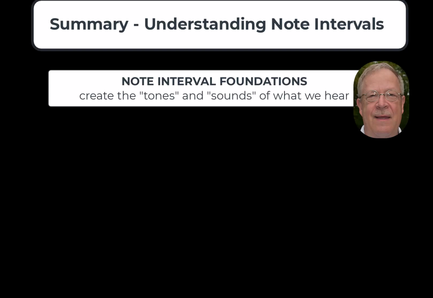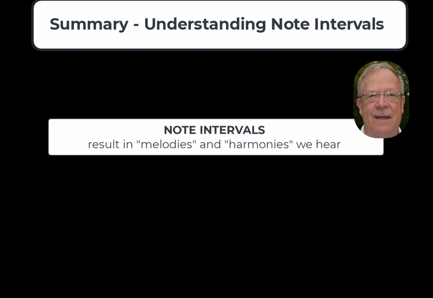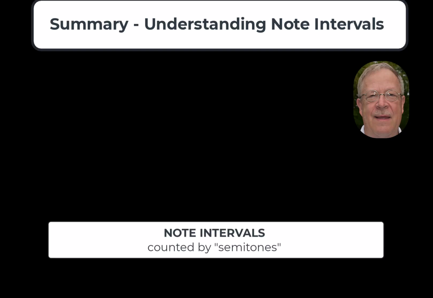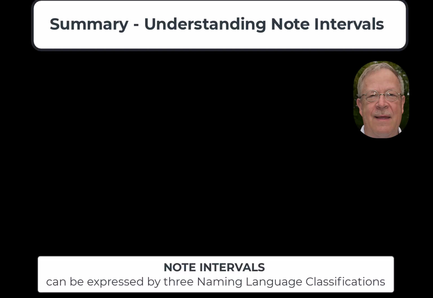In summary, the purpose of this session, Understanding Note Intervals, was to introduce you to the foundation and fundamentals of what allows us to hear what we hear. Whether playing single-note melodies or multiple-note harmonies, the resulting sounds we hear are created by particular note interval combinations between notes. So in music, note intervals mean everything. We also learned a few terms that can be used to describe how note intervals can be counted, most notably semitone counting, which we will continue to use in future sessions, and which I will cover in even greater detail in session 5. And we also saw 3 naming languages for classifying note intervals that you will occasionally see and that you may or may not use depending upon whether your primary focus is on songwriting, composing, or musicianship, not that you can't be all 3.